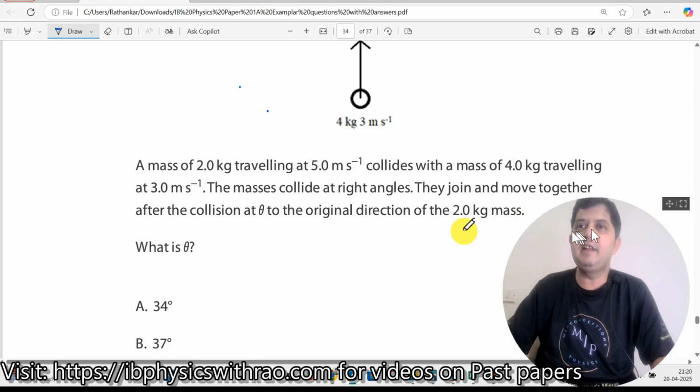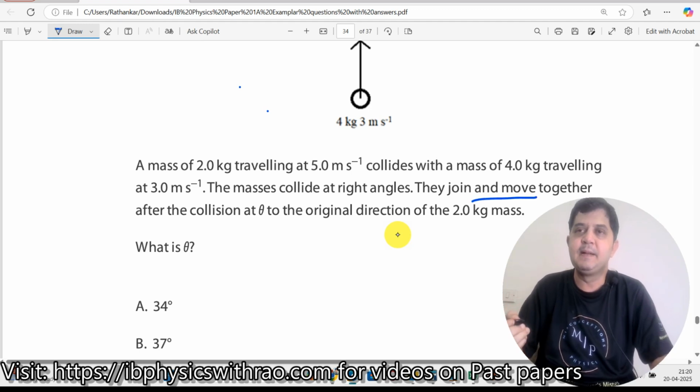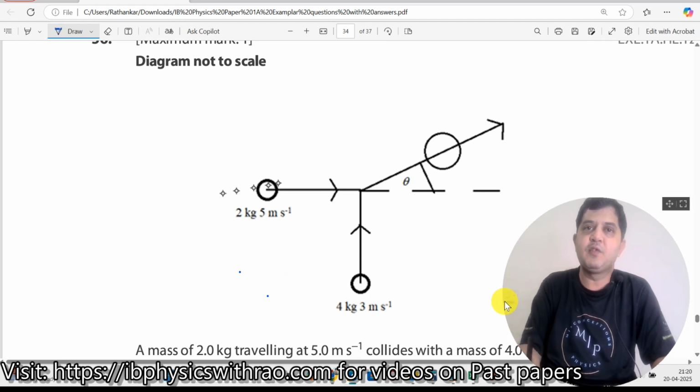Okay, they join and move together after the collision at an angle theta to the original direction of the 2 kg mass. So the original diagram. What kind of problem is this? This is an inelastic collision. What is theta? Okay. So therefore, what is the momentum here?